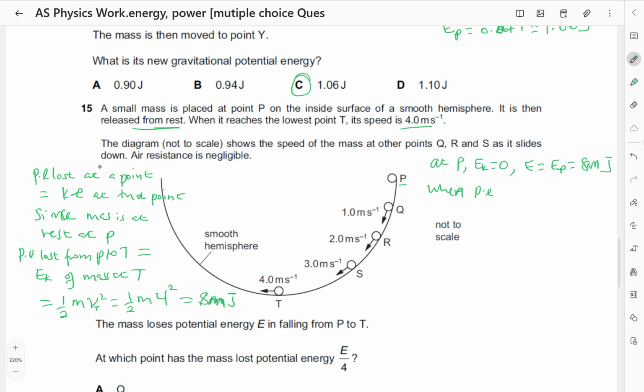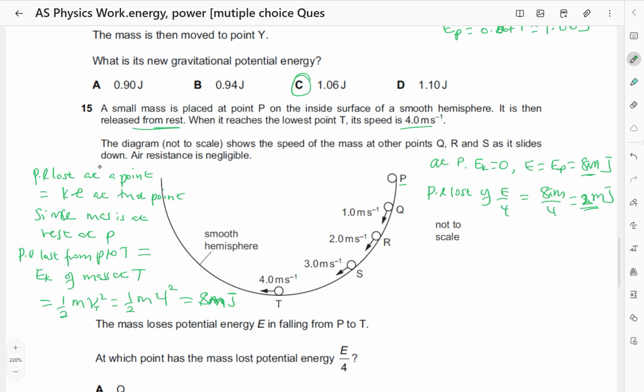When potential energy lost is E, or let me just say E over 2... potential energy lost of E over 4 is the same as 8m times m divided by 4, which is equal to 2m joules. It is 2 times m joules. So E over 4 is the same as 2 times m joules. That is the potential energy which has been lost.